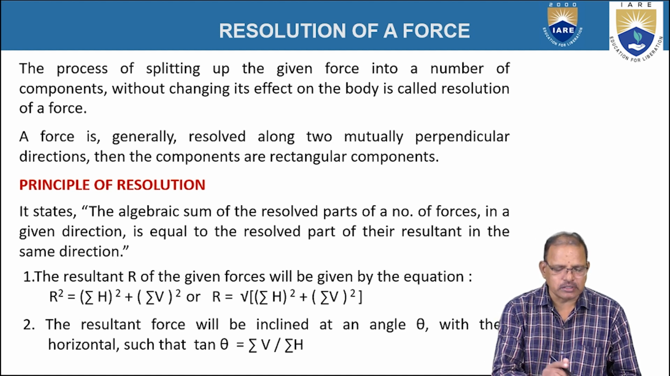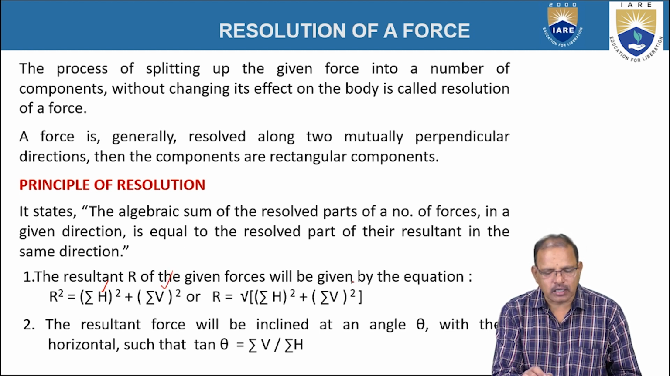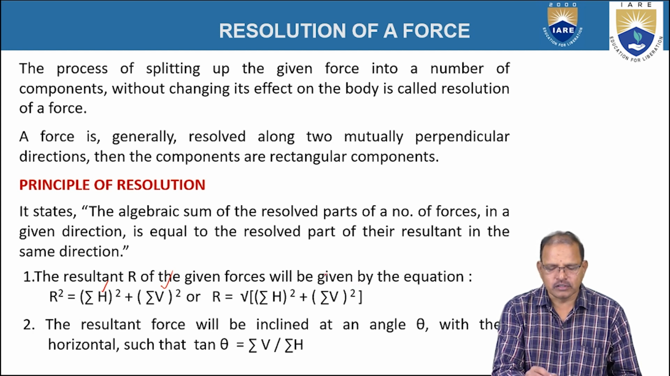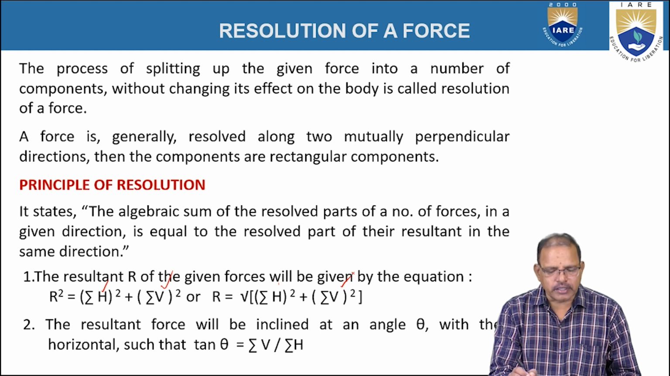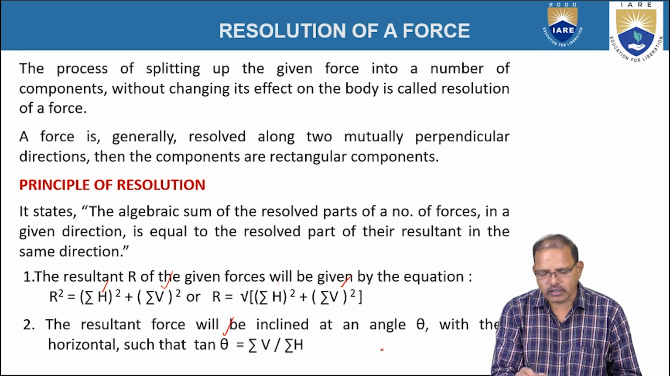These are represented as sigma H, the sum of the horizontal components, and sigma V, representing the sum of the vertical components. Then R, the magnitude of the resultant force, is given by the square root of sigma H squared plus sigma V squared. The direction of the resultant force with the horizontal is given by tan theta is equal to sigma V divided by sigma H.